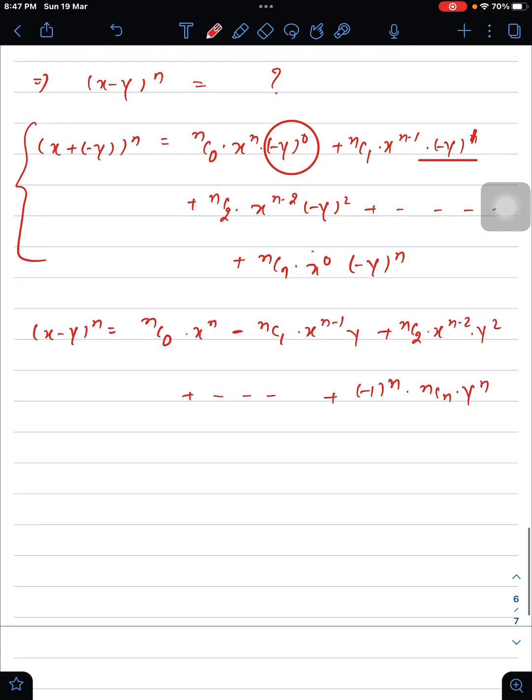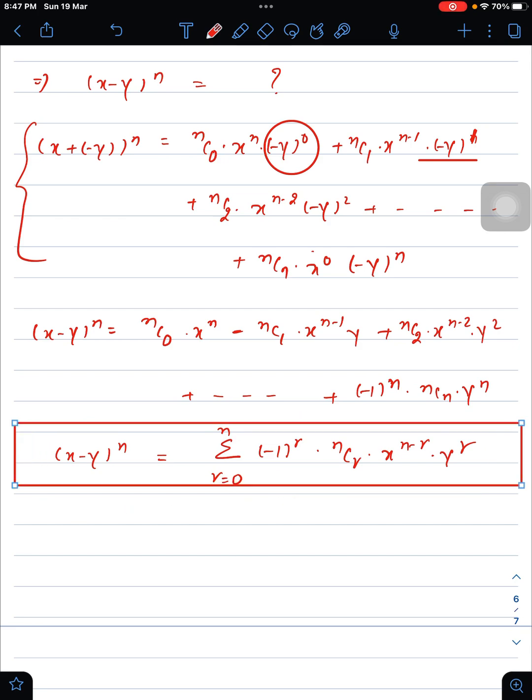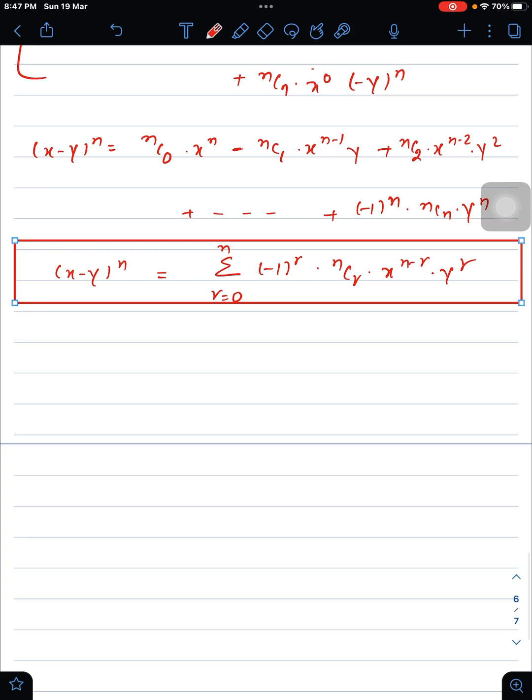So what can I write? I can write x minus y to the power n is equal to the summation r equals 0 to n of minus 1 to the power r NCr x to the power n minus r y to the power r. Okay, you can write this in the shortest form like this. Okay beta? Okay sir.